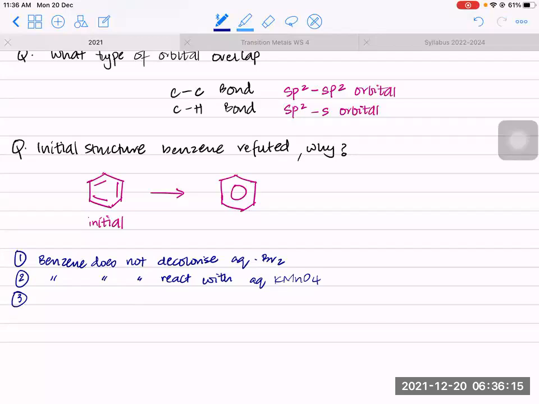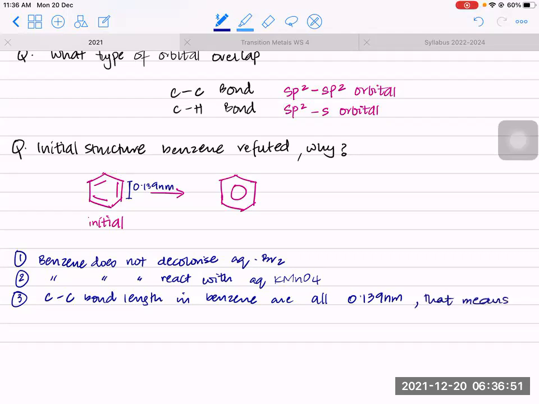Other than this, each bond length here in benzene between the carbons is 0.139 nanometers. So the carbon-carbon bond lengths in benzene, all of these lengths, they are all the same, are all what? 0.139 nanometers. So if all of these bond lengths are the same, that means the bond strength should be the same, right?